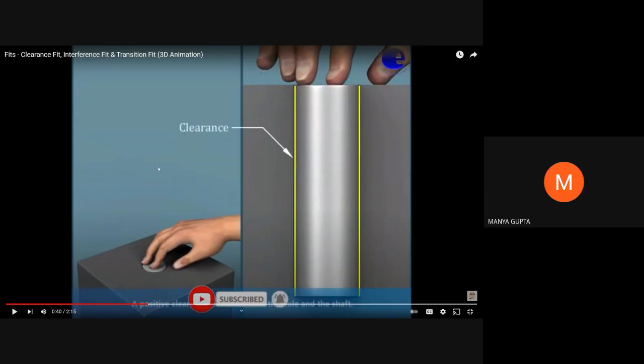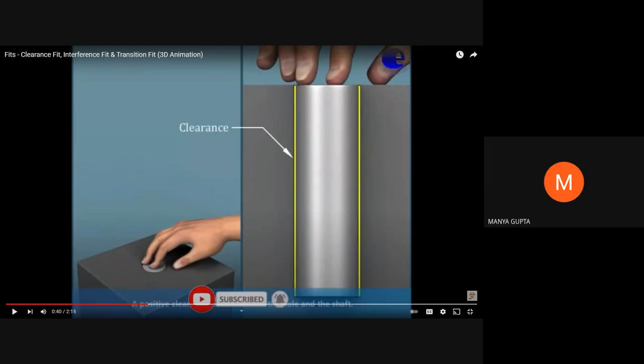So why should no force be required? Because the requirement of the assembly in a clearance fit is that you want an easy disassembly, or you want a relative movement between the parts. So the force of gravity should be good enough to do the assembly, and you should not have to push it hard, or even give a little push to that.